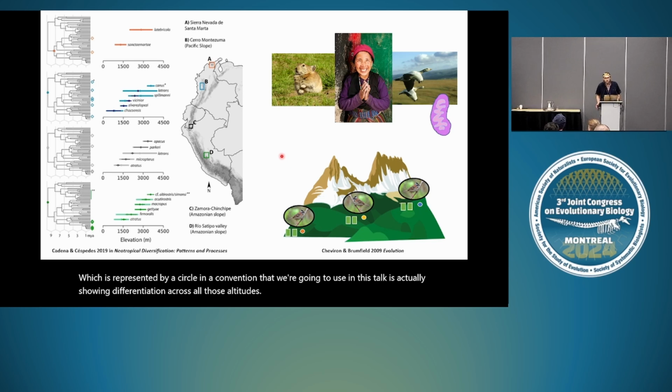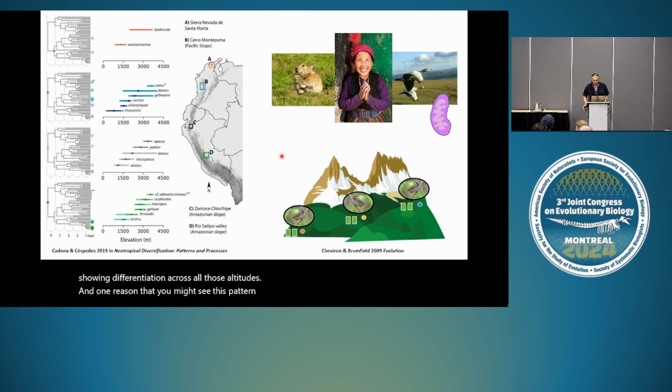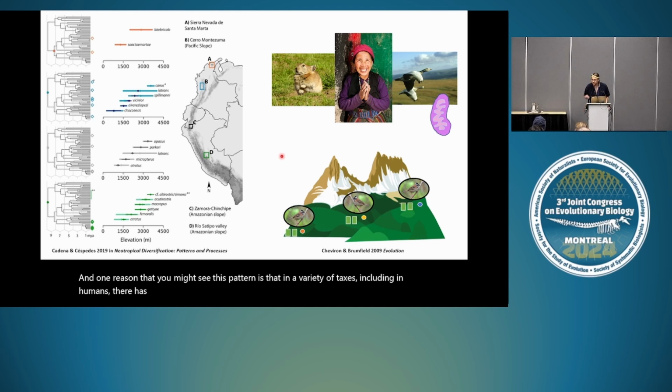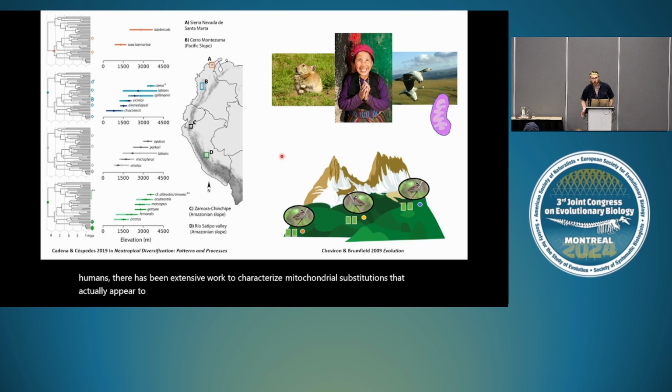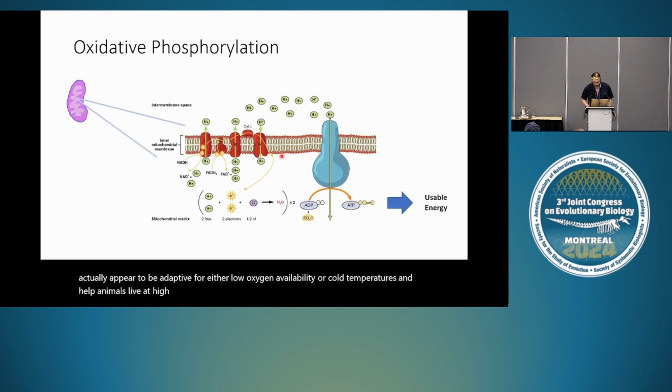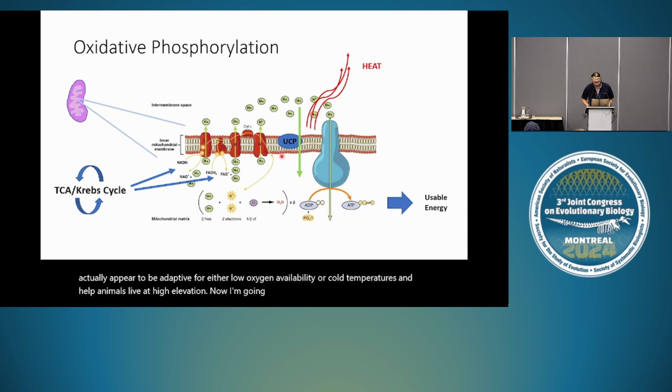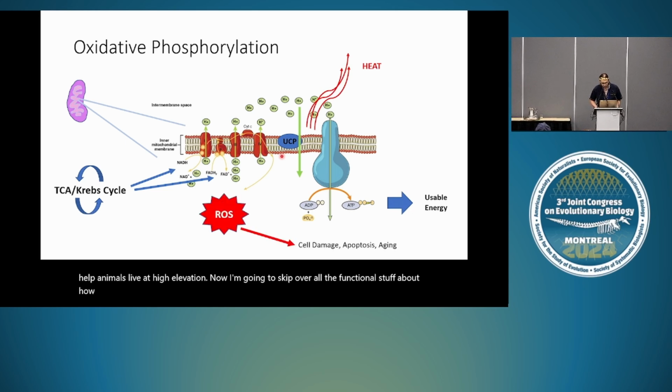And one reason that you might see this pattern is that in a variety of taxa, including in humans, there has been extensive work to characterize mitochondrial substitutions that actually appear to be adaptive for either low oxygen availability or cold temperatures and help animals live at high elevation. Now, I'm going to skip over all the functional stuff about how mitochondria work, because you already know that.